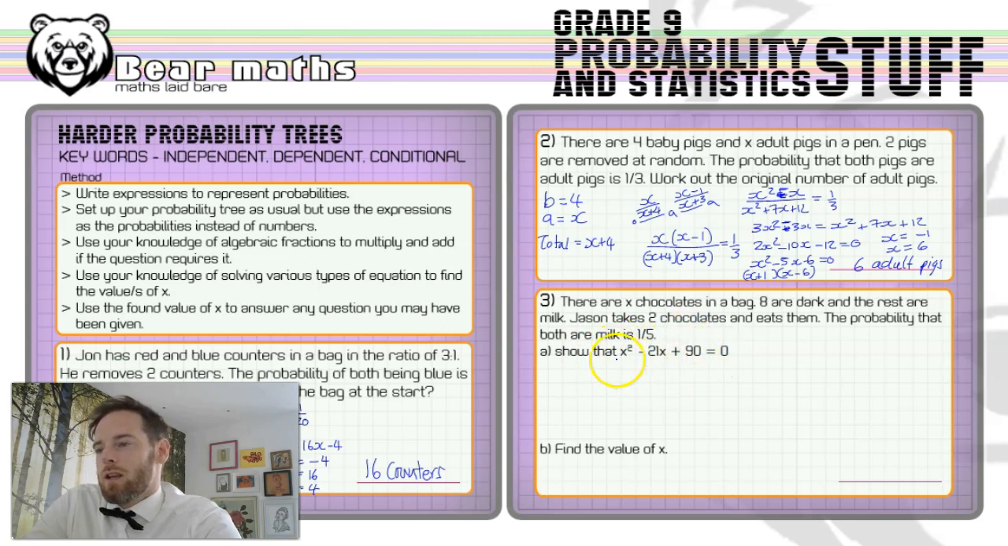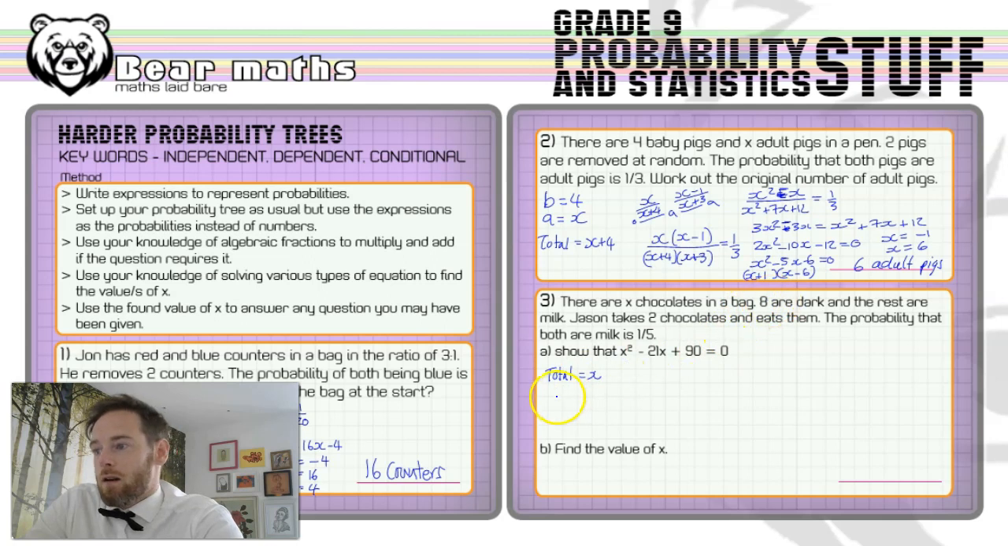I remember this kind of question in the exam paper that caused absolute uproar a few years ago, and this is a similar sort of question. It's a show-that question where you get this quadratic expression from these probability tree questions. Anyway, let me show you what to do. So there are X chocolates in the bag, and that's the total. So here's an expression for the total.